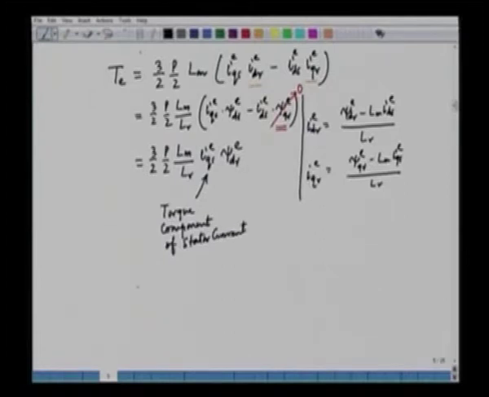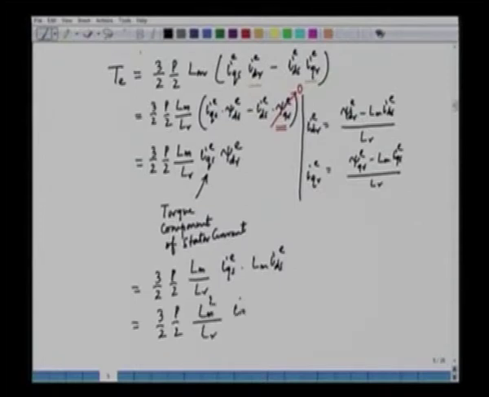And this is the flux, so we can rewrite this expression for the torque as 3 by 2 into P by 2 into Lm by Lr into IQS, and we can substitute for psi dr, and psi dr is Lm into IDS. So that will give us the following expression: 3 by 2 P by 2 Lm square by Lr into IQS into IDS.